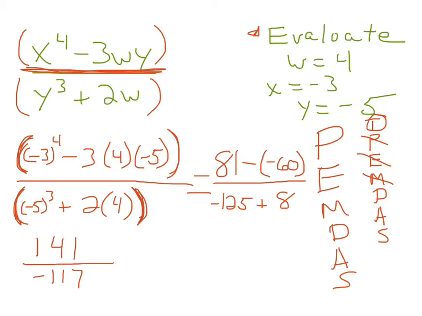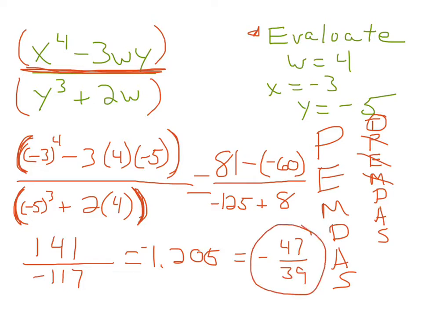The fraction indicates that we could divide these, and if we did divide them, then we would get a decimal answer. 141 divided by -117 is equal to -1.205 and a whole bunch of decimal places after that. It also does turn out that this reduces. So we might simply just want to reduce this and call it -47/39.